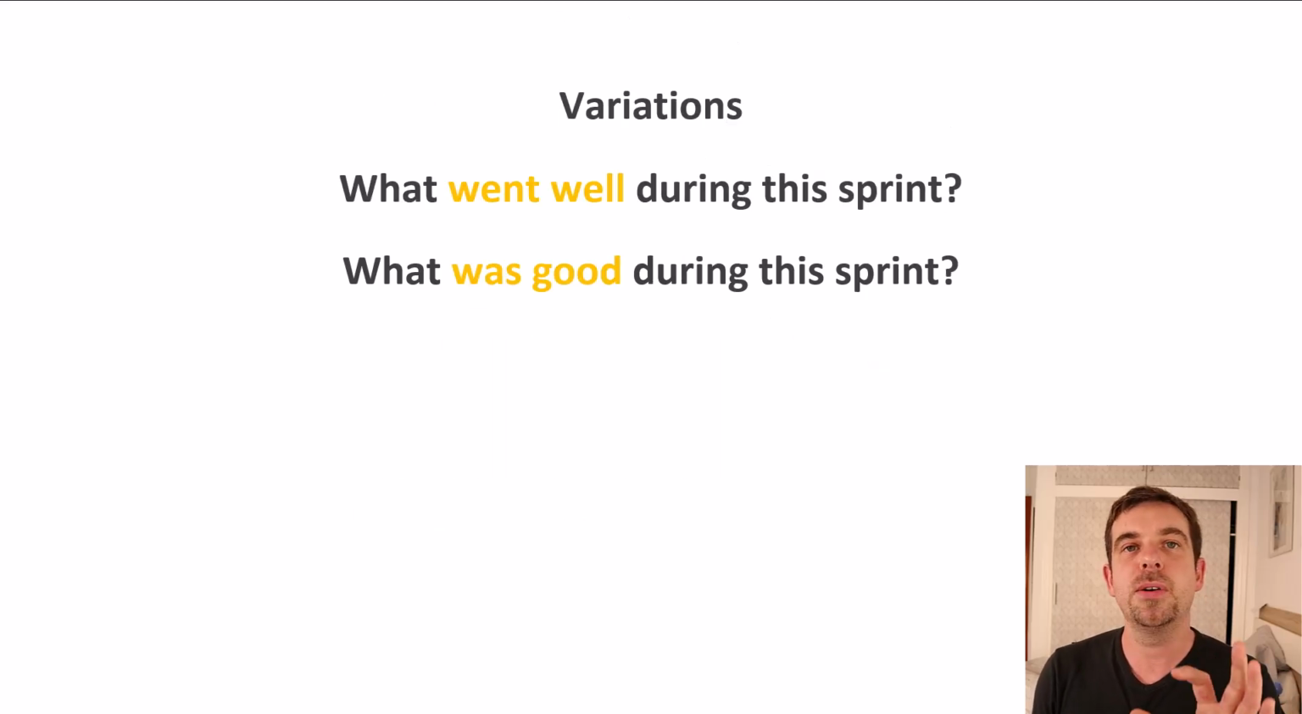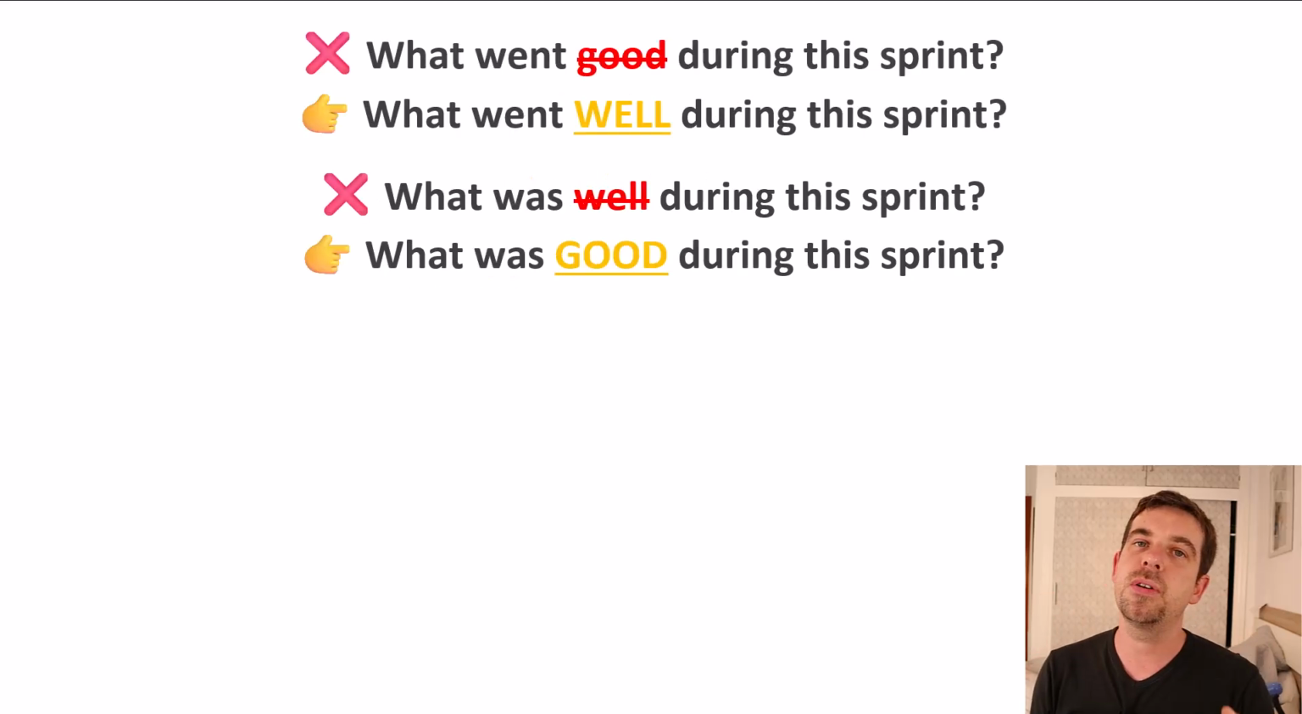Now, this is important to understand because sometimes good and well, they can be the exact same word in different languages or there's no real difference. In English, there is a difference because with well, it's about describing a verb. What went well. But if you say what was good, it's more about a thing or a noun or an idea. And it's important not to confuse this. I said what went good is incorrect. It's what went well during the sprint and what was good during the sprint.